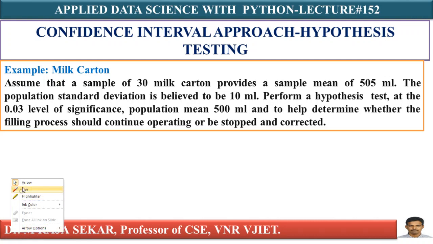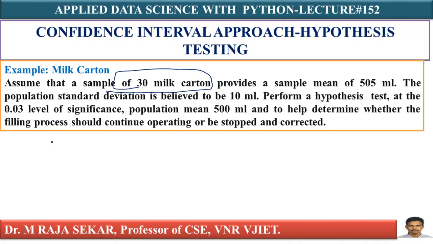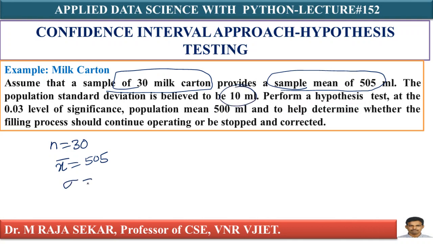Let me read this problem. Assume a sample of 30 milk cartons. What is my sample size? Small n, that is 30. Sample mean of 505 ml. What is my sample mean? X bar equal to 505 ml. The population standard deviation is 10 ml. Sigma square is variance. Sigma is the population standard deviation, that is 10 ml.